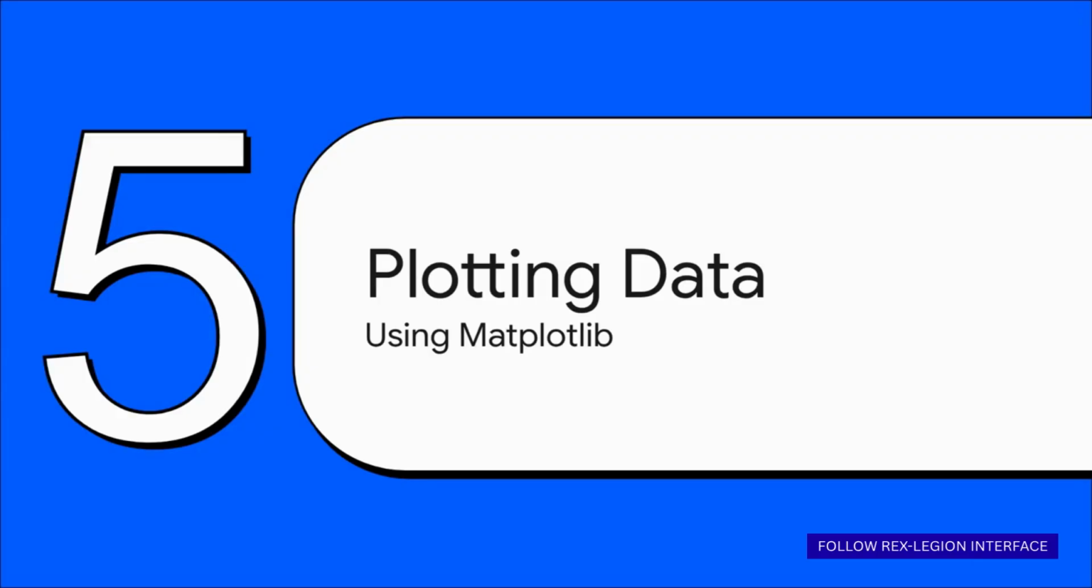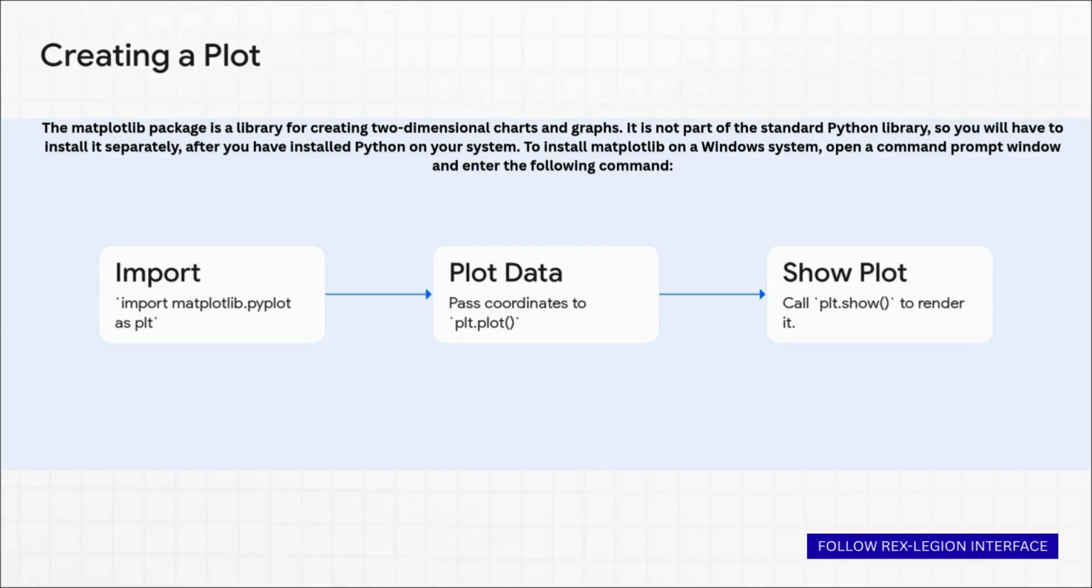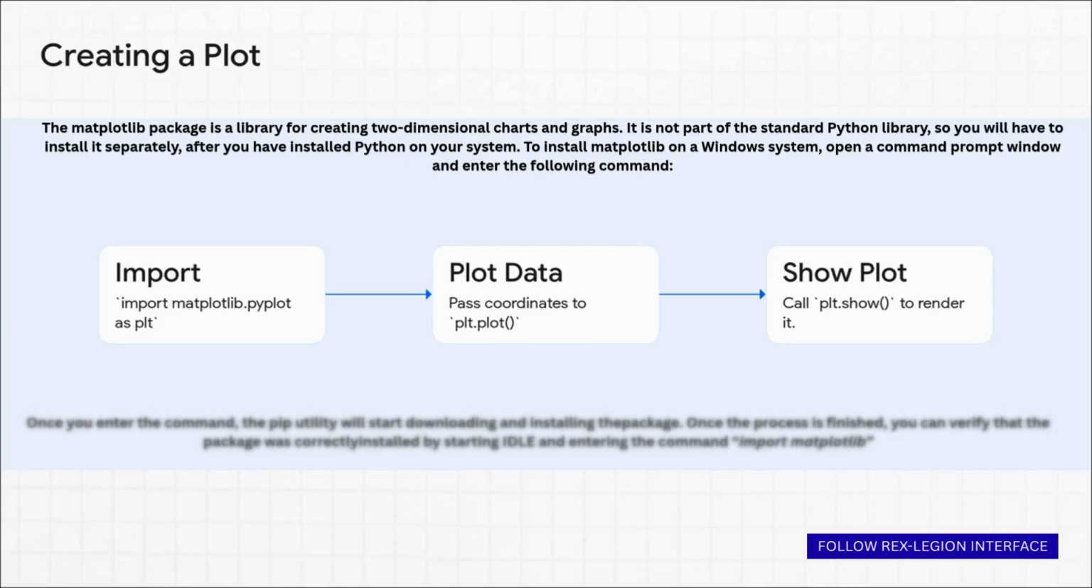All right, time for the visual payoff. Section 5, plotting data with matplotlib. So matplotlib is a separate, two-dimensional charting library that you install via pip. To get started, you use a standard import statement, but instead of typing out matplotlib.pyplot every single time you want to draw something, which gets old fast, we import it as plt. This creates a really handy alias, and it saves us a ton of tedious typing.